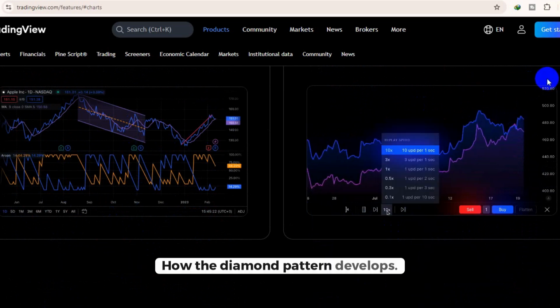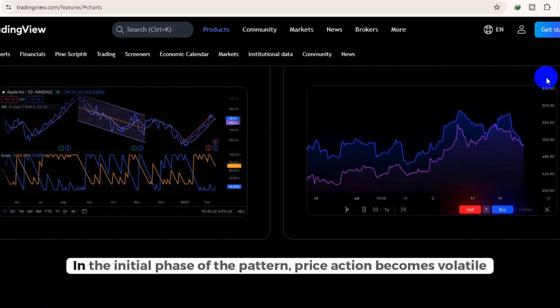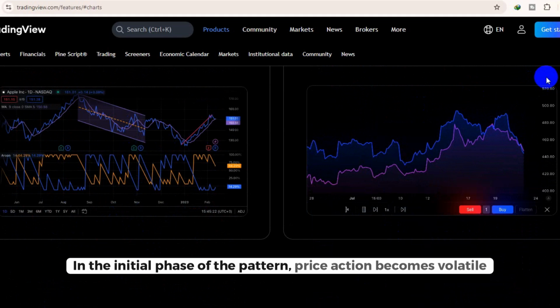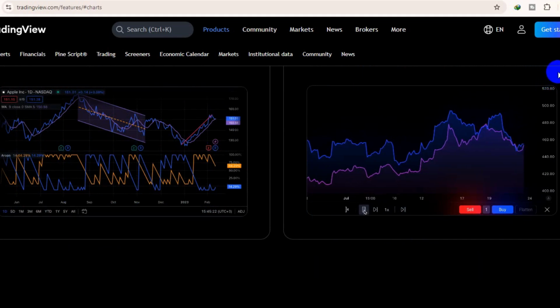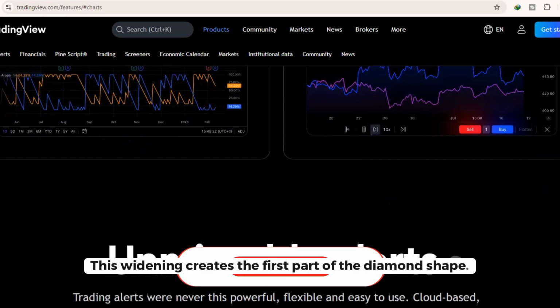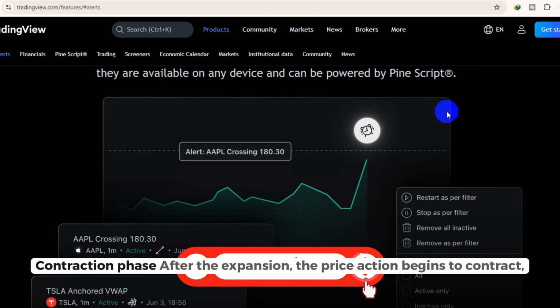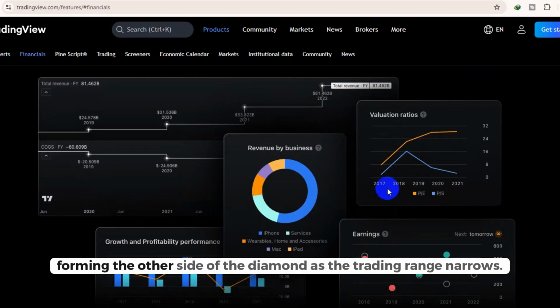How the diamond pattern develops. Expansion phase: in the initial phase of the pattern, price action becomes volatile and the range widens. This widening creates the first part of the diamond shape. Contraction phase: after the expansion, the price action begins to contract, forming the other side of the diamond as the trading range narrows.